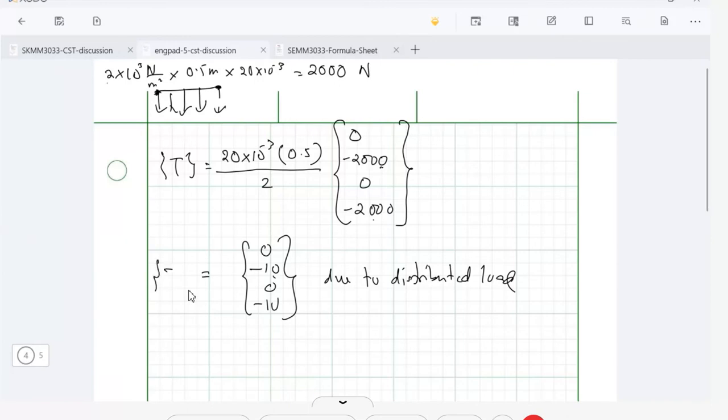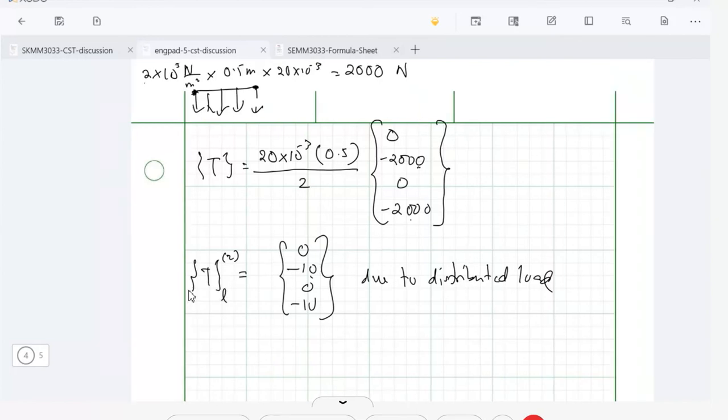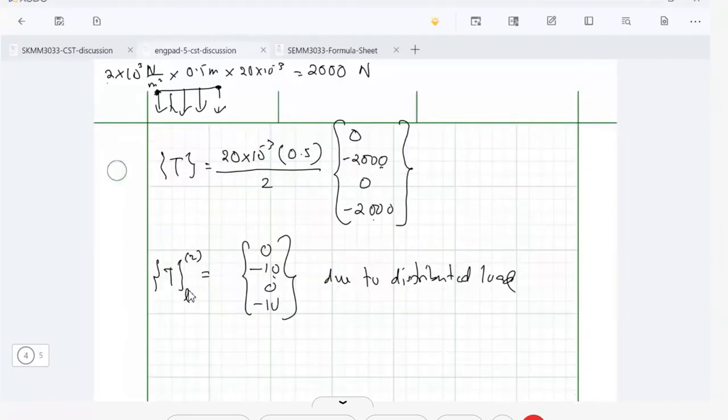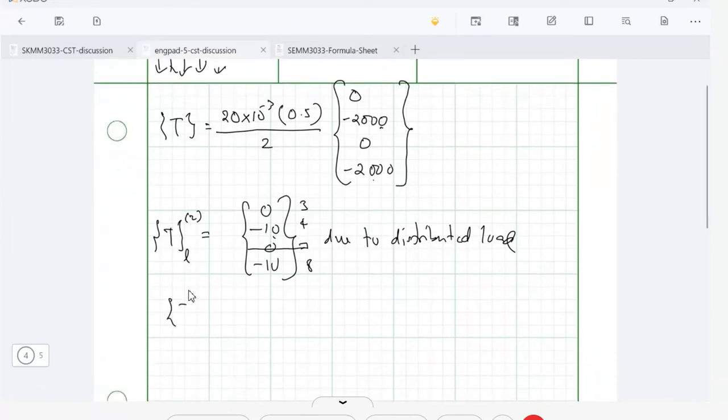So this is my T at element number 2. For L node, I don't remember what node that is. Node 2 and 4. This one. So that is the distributed load. And note that again, this is 3, 4, 7, 8. And note that our degrees of freedom of 7 is 0. So our T is just 0, minus 10 and minus 10.